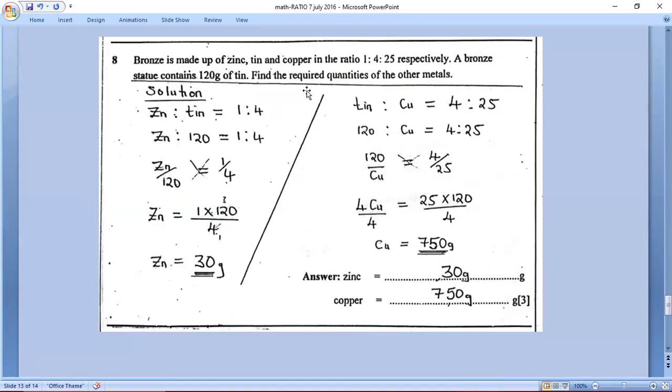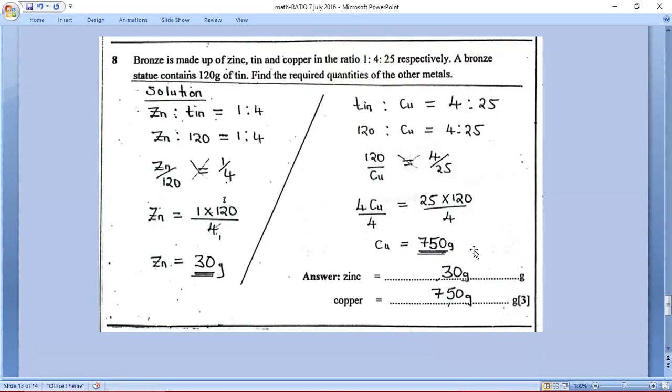The zinc is 30, it's the smallest according to this list, and the copper is the biggest, the largest mass, which is 750 grams. Okay, the units are the same. By the way, for ratios, the units are always the same. Whether you are doing a scale on a map, you should remember that the ratios are always the same. That's why the units are not even written.